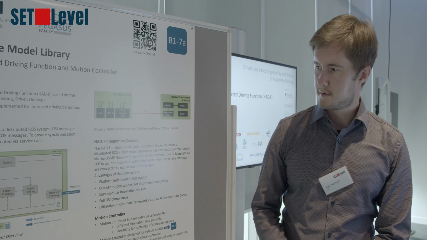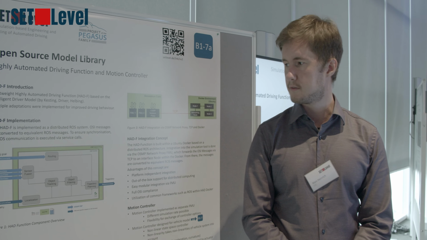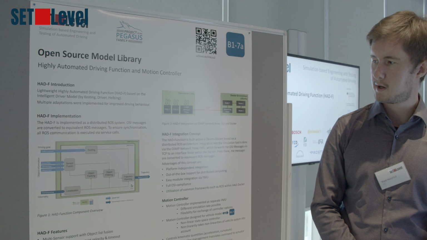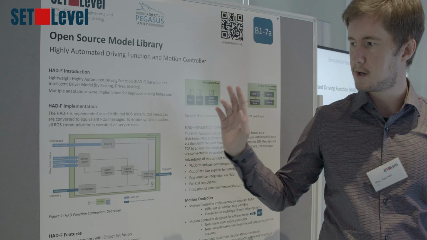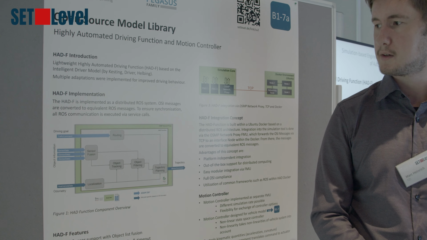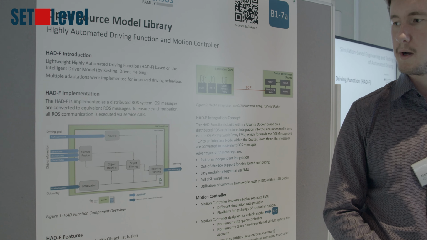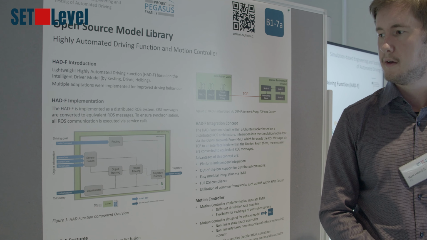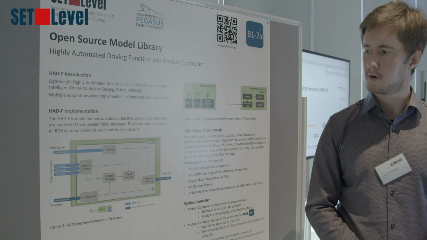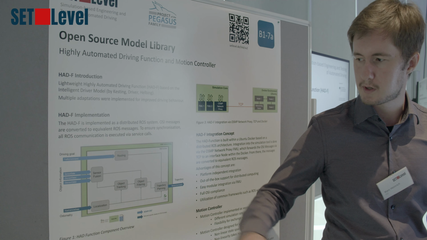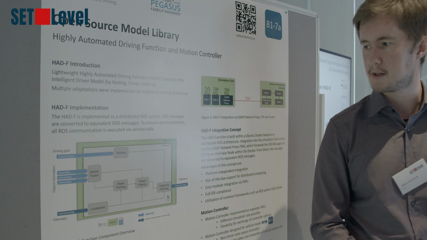We have the diagram here, showing how the function is built. We have three kinds of input. We have a driving goal in terms of a motion command. We have sensor information via OSI sensor data, which is in the form of object lists, and then we have odometry in the form of host vehicle data.